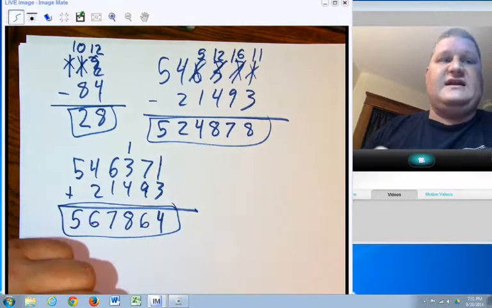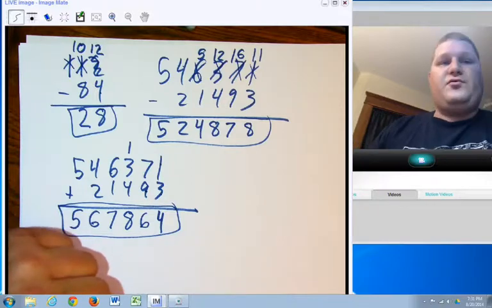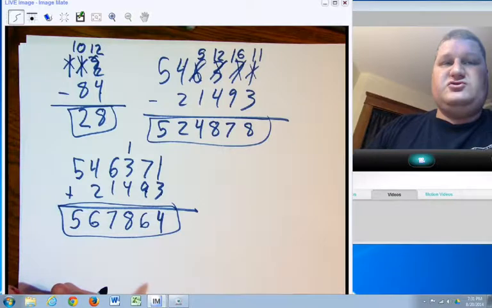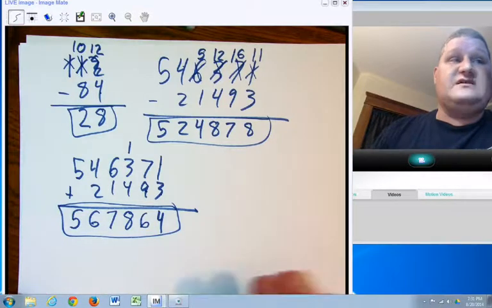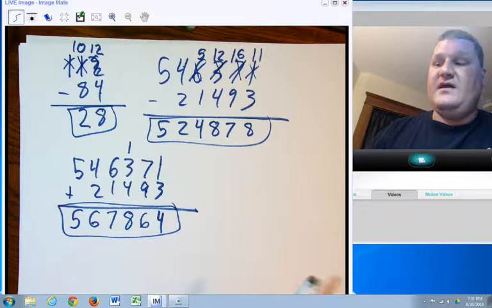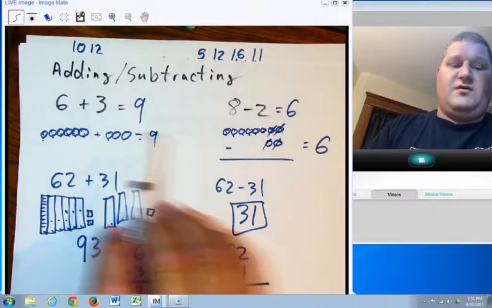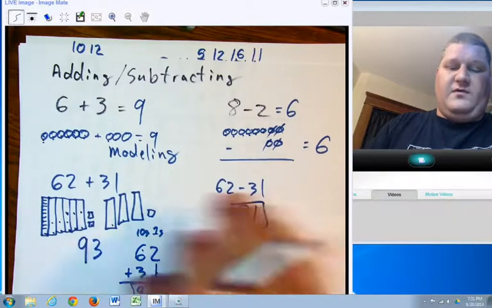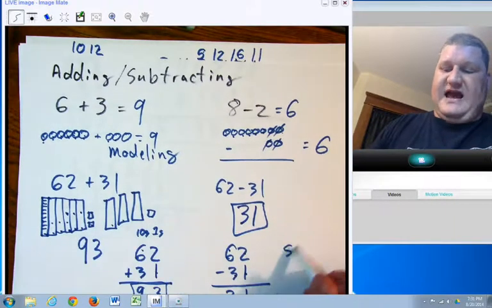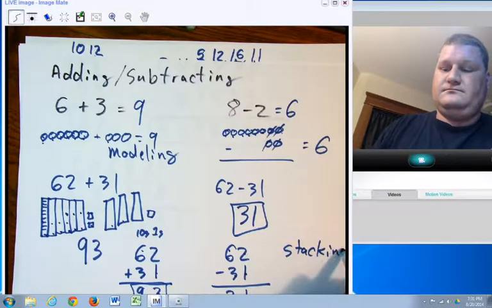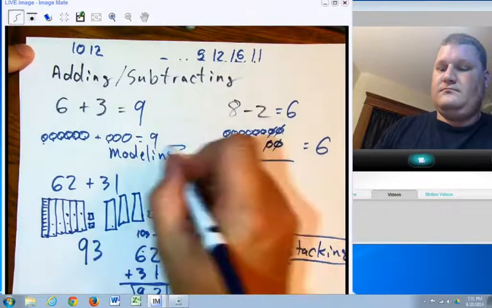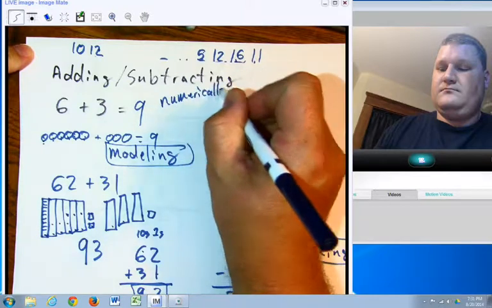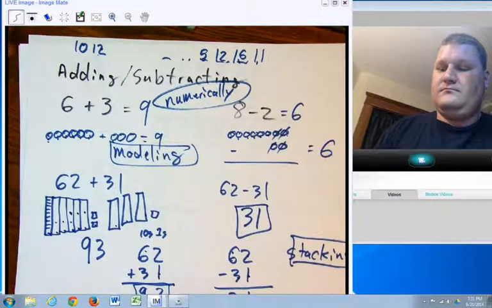That is adding and subtracting. Now, I go through all that, not because you don't already know it, but because we're going to start doing this with decimals and fractions, and we're going to obey the same rules. So it's all important to know. Remember, to add and subtract, we can do it by modeling, or we can do it by stacking, or we can do it simply numerically. Okay? So, all those different ways.